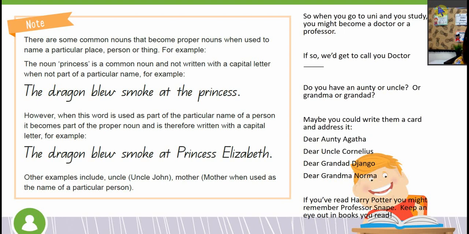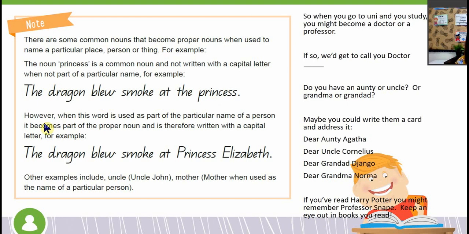Alrighty, we're going to look at a little note here. Some common nouns become proper nouns when they're used to name a particular person, place, or thing. So for example, the noun princess is a common noun. It's not written with a capital letter when it's not part of a particular name. For example, the dragon blew smoke at the princess. Do we know which princess in particular they're talking about? It could be anybody. The princess's name is not here, so it's a common noun.